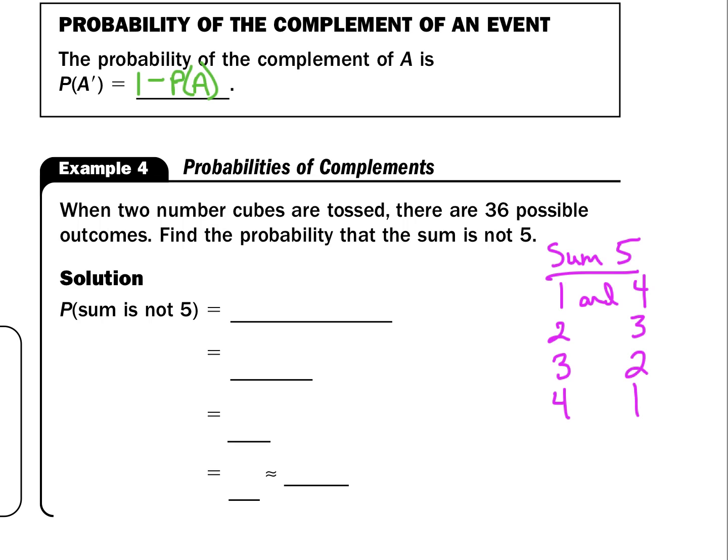So the probability that the sum is not 5 is going to be 1 minus the probability that the sum is 5. Well, that would be 1 minus 4 out of 36. So that would be 36 over 36 minus 4 over 36, which would be 32 over 36, which reduces to 8 over 9, which is approximately 0.889.